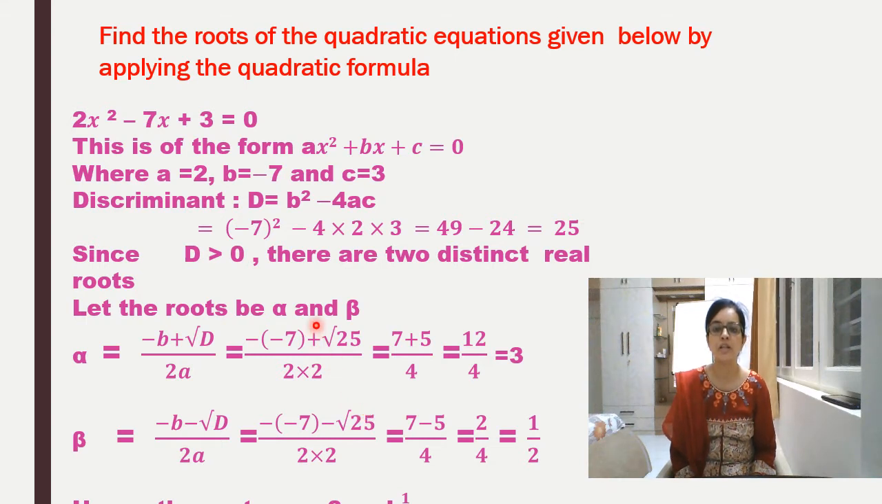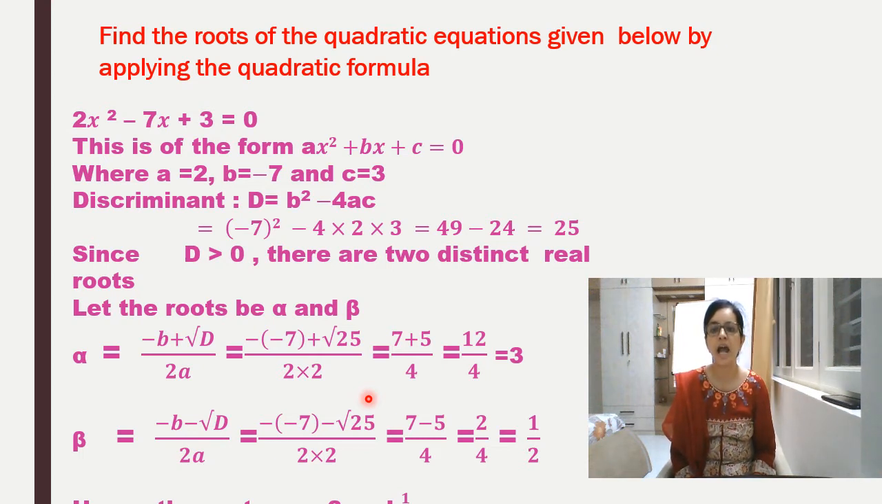When we are finding alpha, we write plus root 25, and when we are finding beta, we write minus root 25. This is the only difference in the two roots. All the other numbers are the same, so the sum becomes even easier because you just repeat the same numbers. But you have to be very careful that once you write plus root 25 and once you write minus root 25. Then you just calculate what root 25 is.